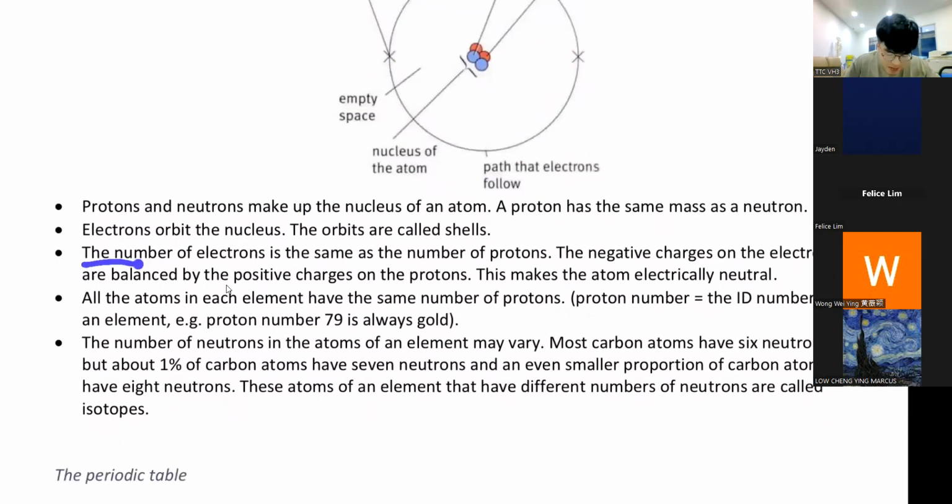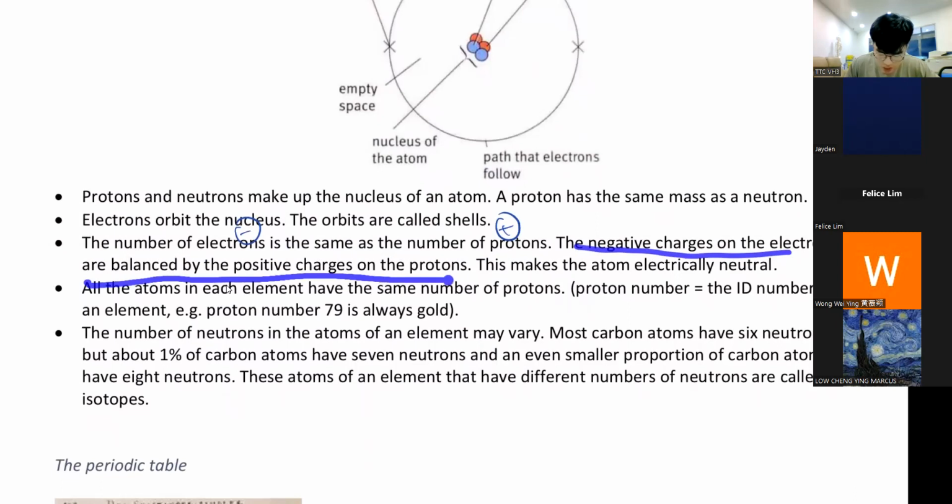And the number of electrons is the same as the number of protons. Guys, pay attention here. How many electrons I have, that means how many negatives I have, the same number of positives. Easy, right? So the negative charge on the electrons is balanced by the positive charge on the protons. This makes the atom electrically neutral. That means every atom is neutral.